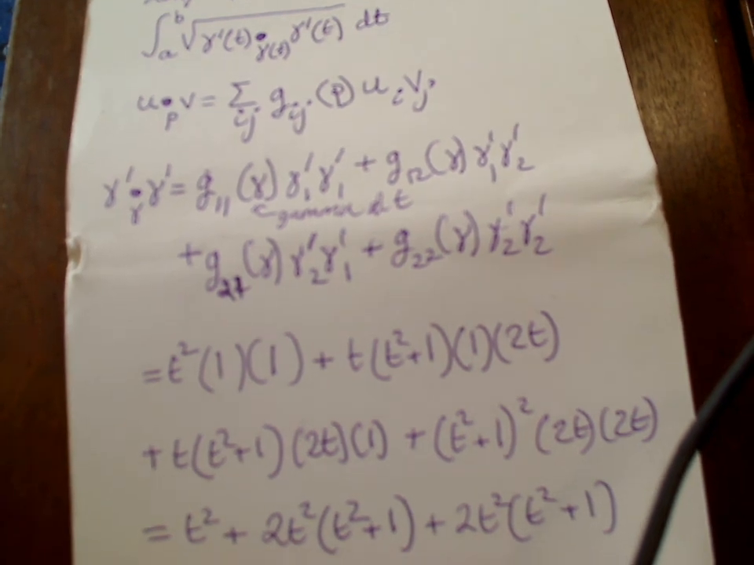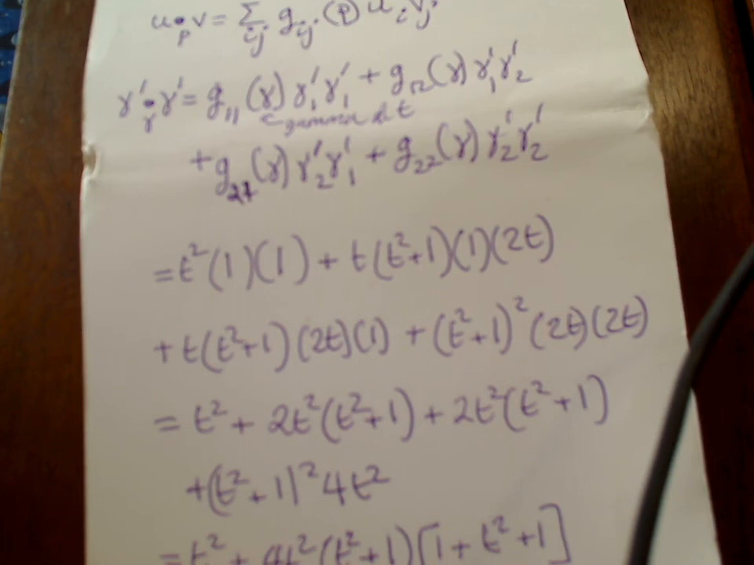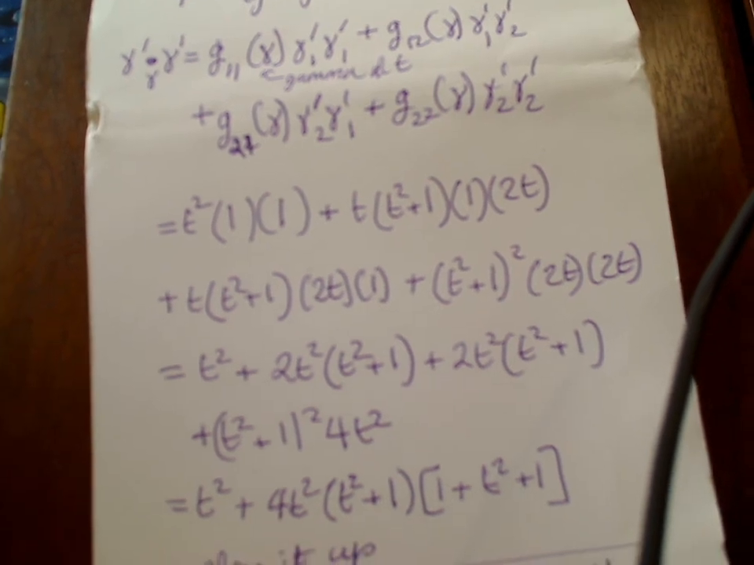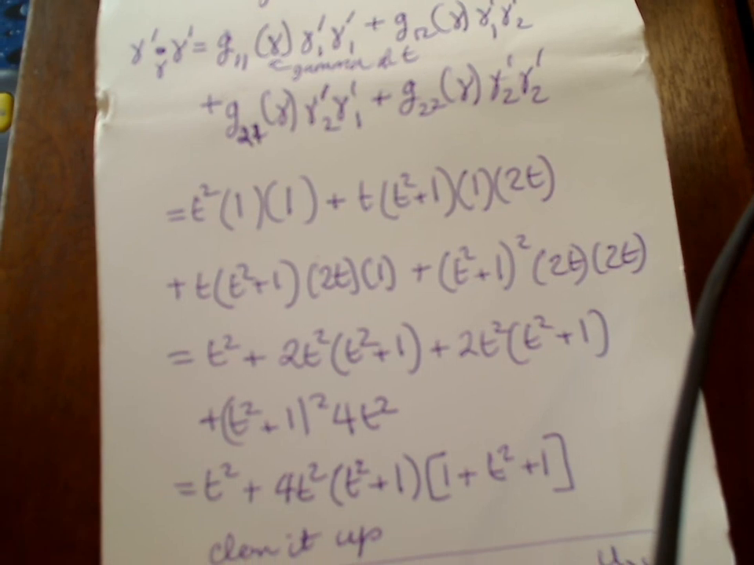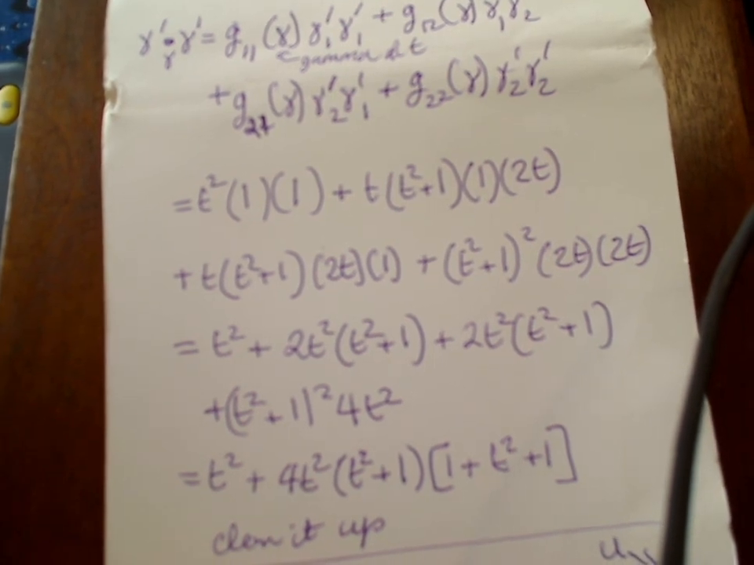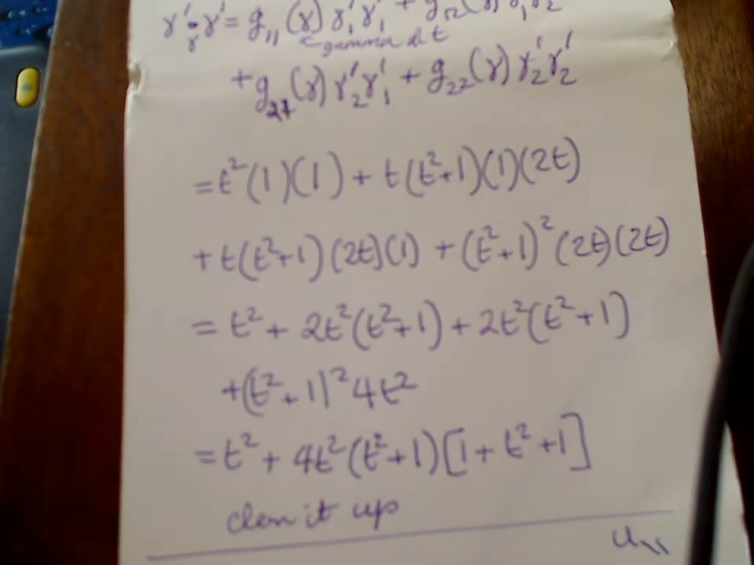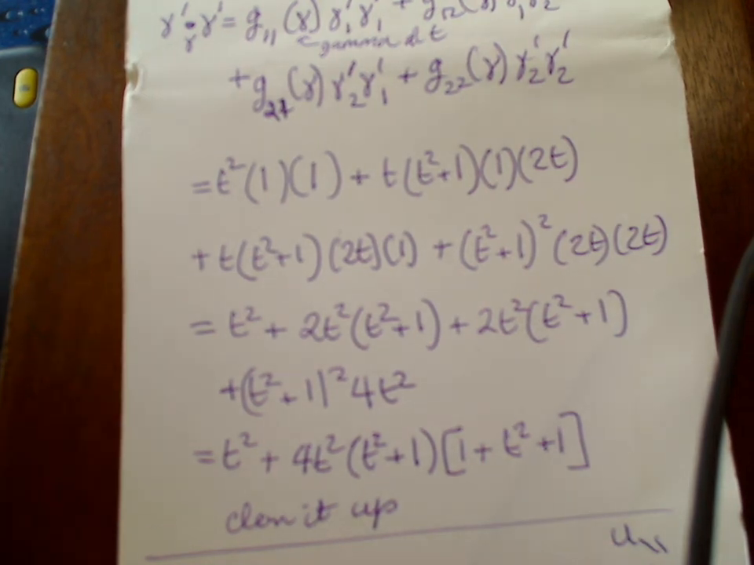Then we do a little bit of algebra. Simplify. We get up to here. Finally, I get it to this level, and again, you can do more algebra and clean it up. You're going to have terms even to the 6th power, t to the 6, and so on and so forth. I'll leave that to you.